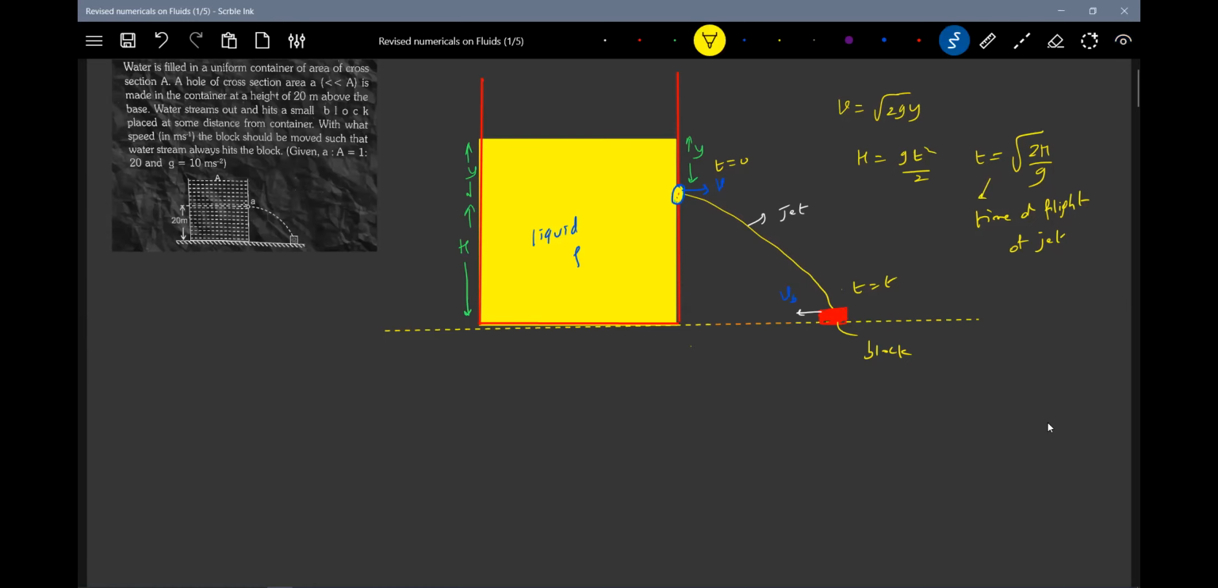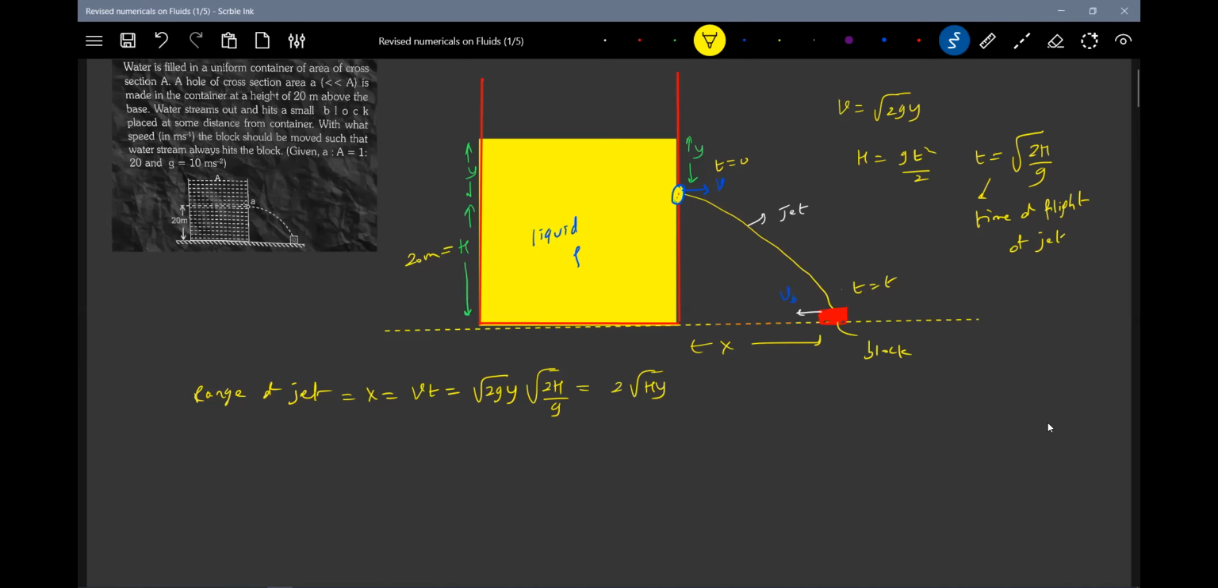Okay, what is the range? Let me define the range of the jet. Range of jet x should be equal to velocity of efflux into this t. Velocity of efflux is root 2gy, and the time of flight is root of 2h by g. Okay, g gets eliminated. So then here 2y, 2h, keep it here. What is h? h equal to 20 meter. So x equals 2 root of hy.